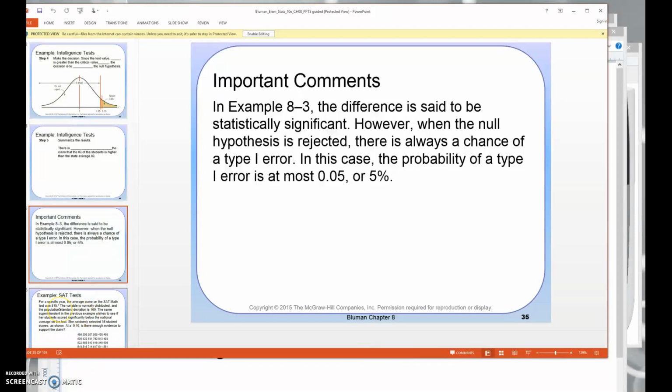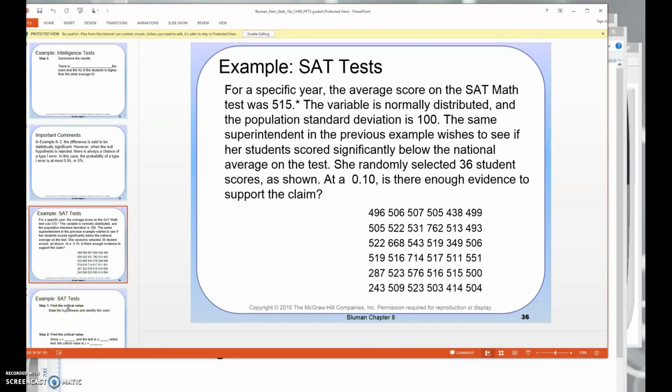She wanted to be 5% sure of an error, or in other words, 95% confident that her results were significant. Okay, moving on to another example dealing with SAT tests. For a specific year, the average score of an SAT math test was 515. The variable is normally distributed, and the population standard deviation is 100. The same superintendent in the previous example wishes to see if her students scored significantly below the national average on the test. She randomly selects 36 student scores, as shown. At alpha equals 0.10, is there enough evidence to support the claim?